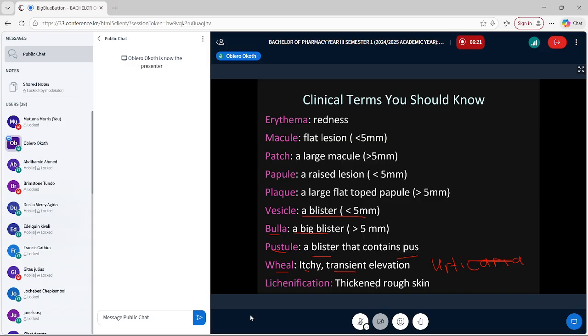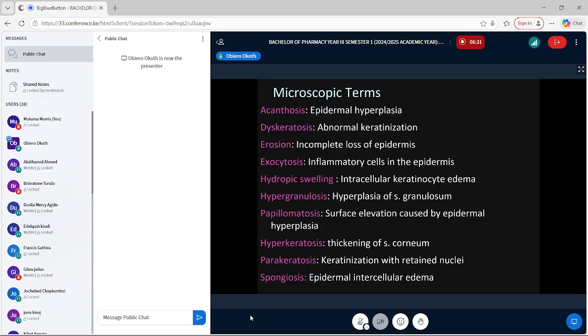So as you're discussing how they appear clinically, it's either a macule or a patch, a papule or a plaque. As we go along, we'll learn this. Then there's the microscopy. When the epidermis is thick, we use the term acanthosis. It's a thick epidermis. When the epidermis is eroded, that's erosion. When you have inflammatory cells in the epidermis, the term we use is exocytosis.